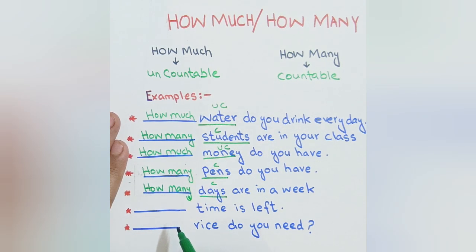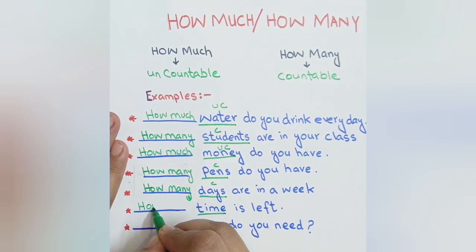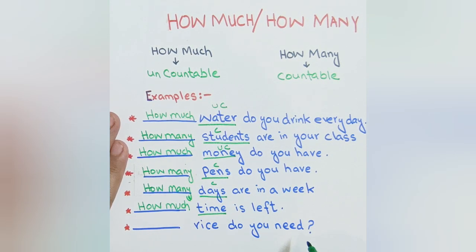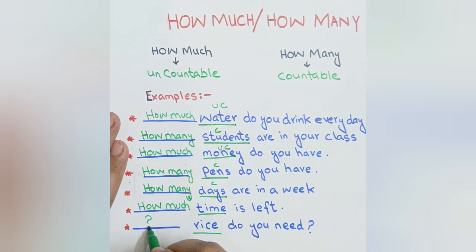The next is: blank time is left. So the time you cannot count, so you can write over here: how much time is left. Last is: blank rice do you need. So find out by this one and tell me the answer in the comments.